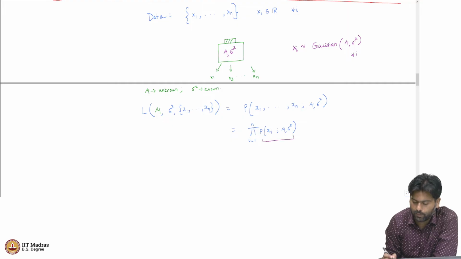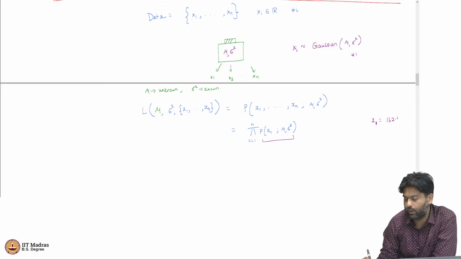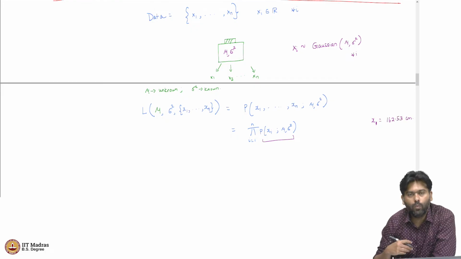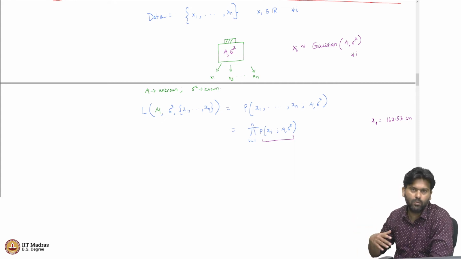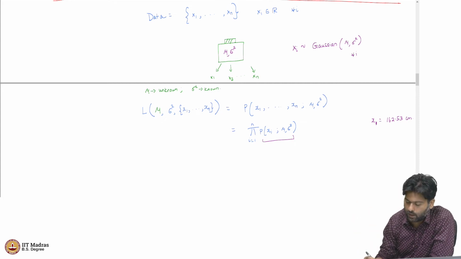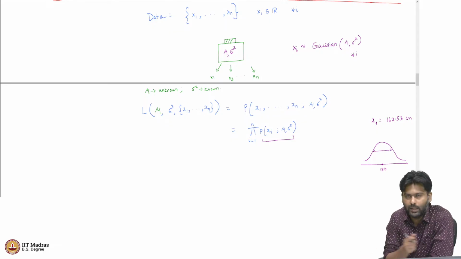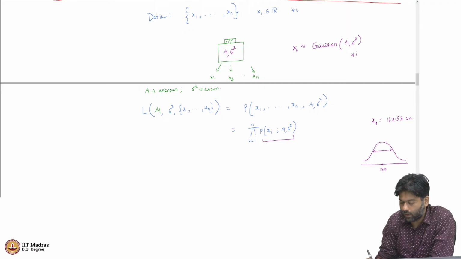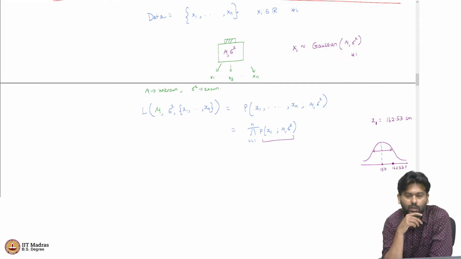Now what is this probability? Let's say x1, the first height that I measured, was 162.53 centimeters. Now let's assume some Gaussian distribution with mean 150, let's say. So this is the Gaussian PDF, here is 150, with some variance that I know. I am trying to guess the mean, so let's say I start with my guess as 150. Now I am asking what is the chance that if I draw a sample according to a Gaussian distribution with mean 150, I am going to get 162.53? That is the question that we are asking here.